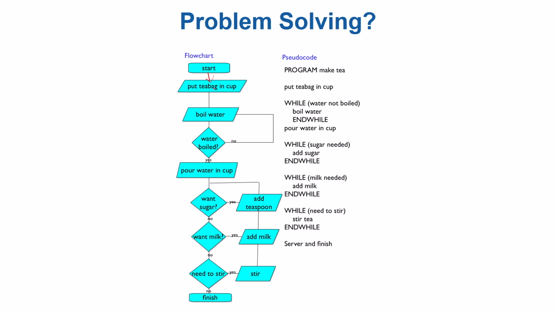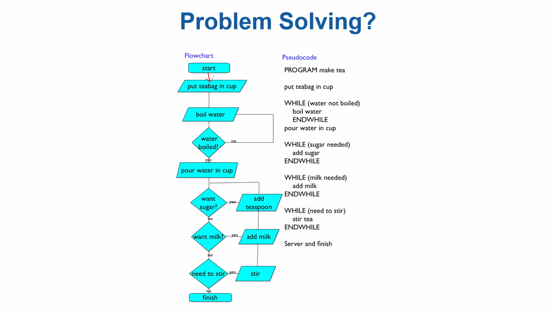So for example, putting a tea bag in a cup might be the first step, or the first step might be to boil the water and pour the water in the cup and then put the tea bag. Both are fine, this way or that way. So let's start with putting a tea bag in a cup. That's an input. We take a tea bag from somewhere, that's our input. Last time I told you that input is taken as parallelograms.